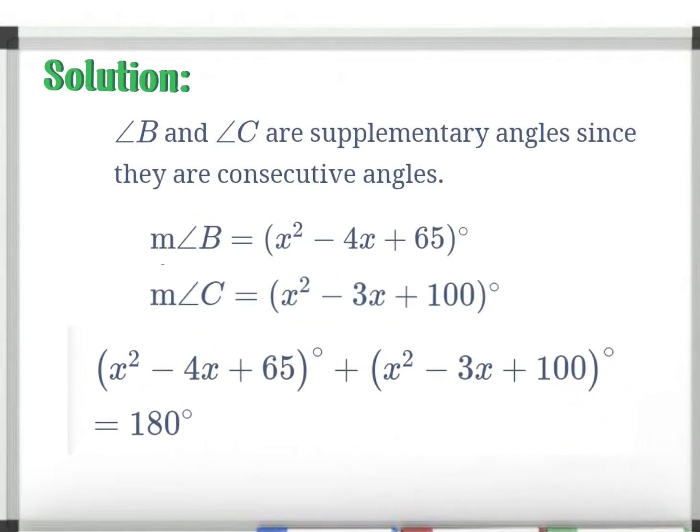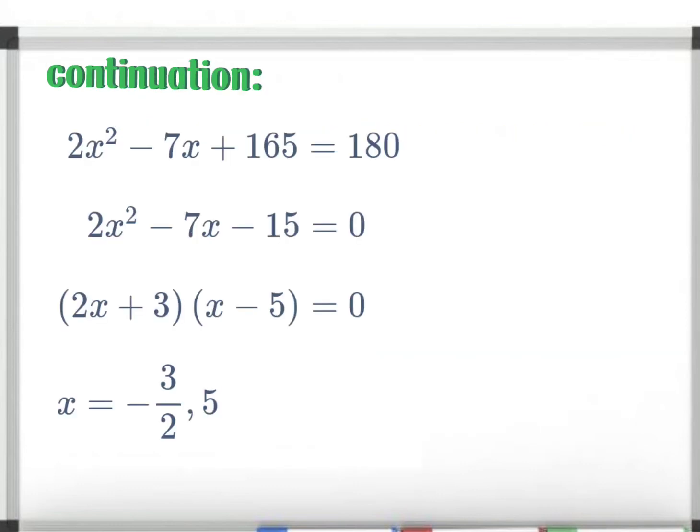By property number 4, consecutive angles are supplementary, then the measure of angle B plus the measure of angle C is equal to 180 degrees. Combining like terms, we have 2x squared minus 7x plus 165 equals 180. Equating the right side to zero, it is 2x squared minus 7x minus 15. Factoring the left side, we have the quantity 2x plus 3 times the quantity x minus 5 equals 0. Using the zero product property, x1 is negative 3 over 2, and x2 is 5.